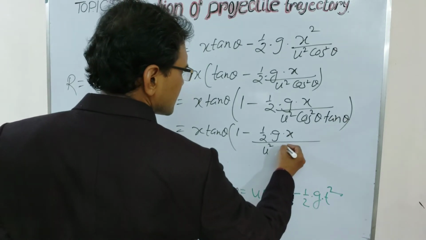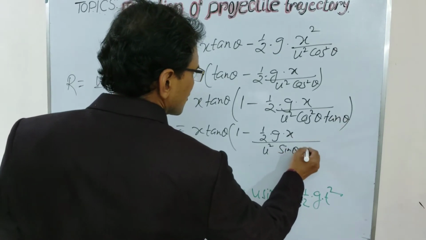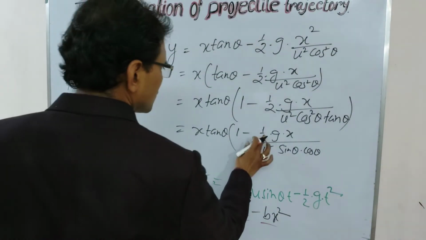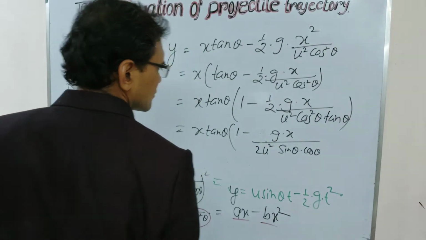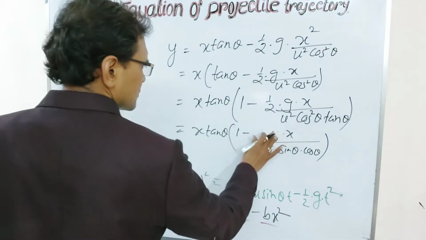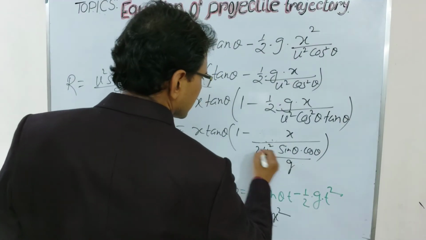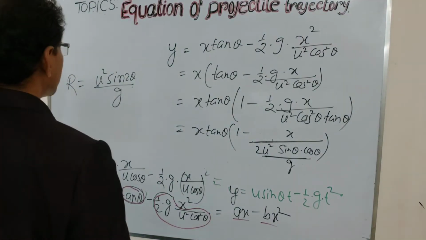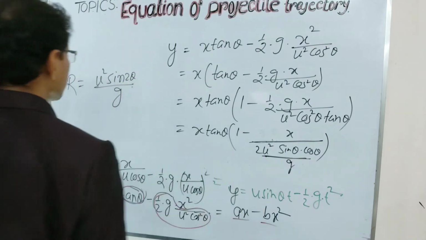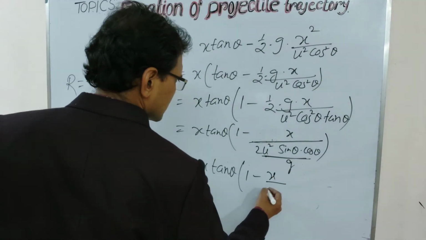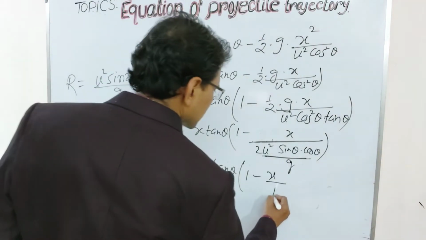Sin theta by cos theta, you get sin theta cos theta. So now 2 is here, and g by g, from this to this we can shift this. So what is this? u square sin 2 theta by g is r, so this is u square sin 2 theta by g, this is r.